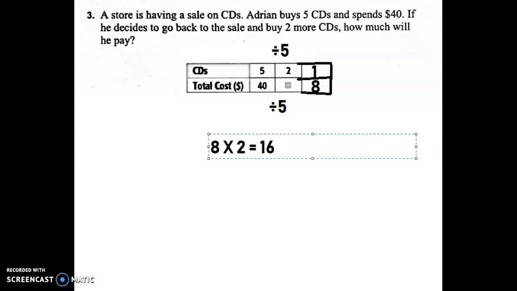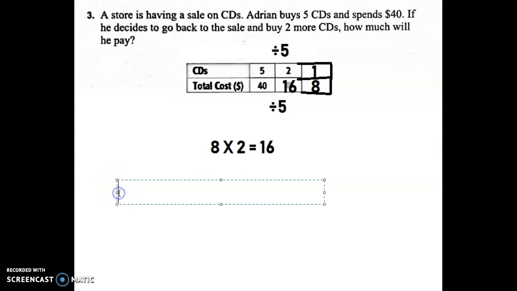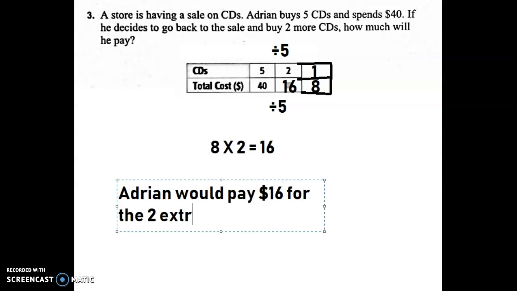And if you guys know your math facts, that's 16, right? So that's our answer right there. We're going to put 16 in here in our box. For every 2 would be 16. So we would answer the question, how much will he pay? We would say Adrian would pay $16 for the 2 extra CDs he wanted.